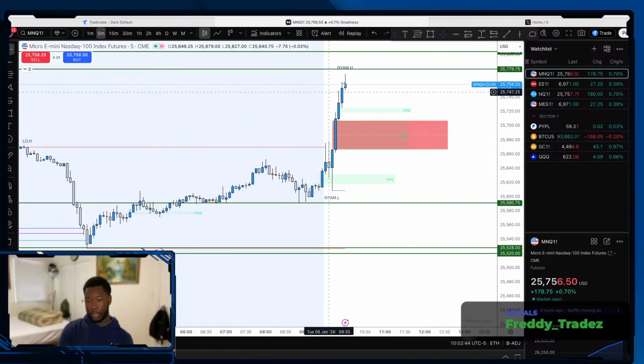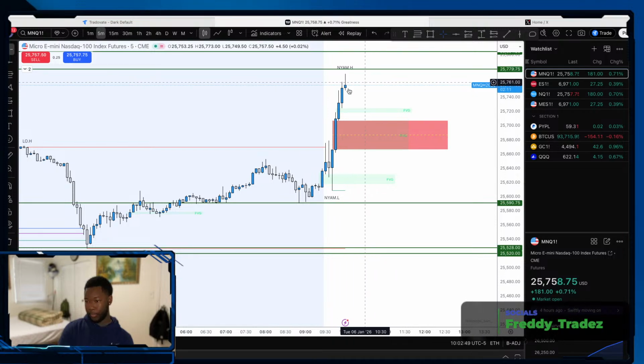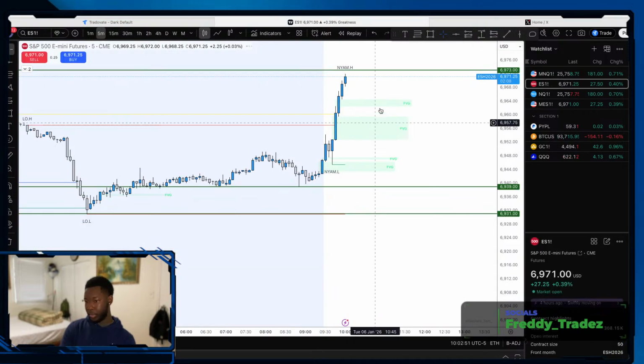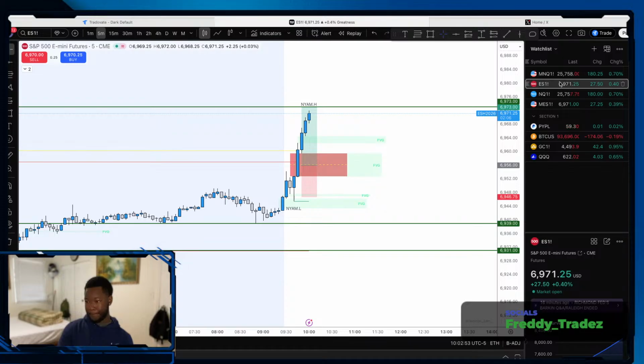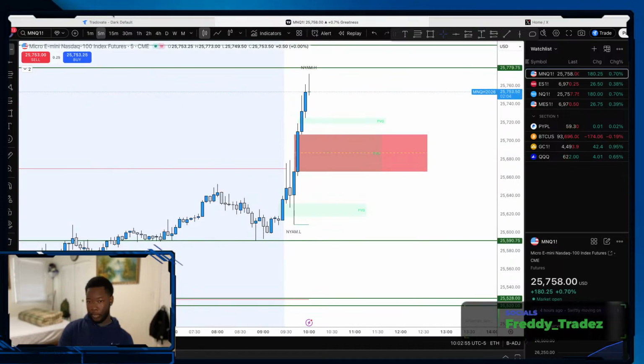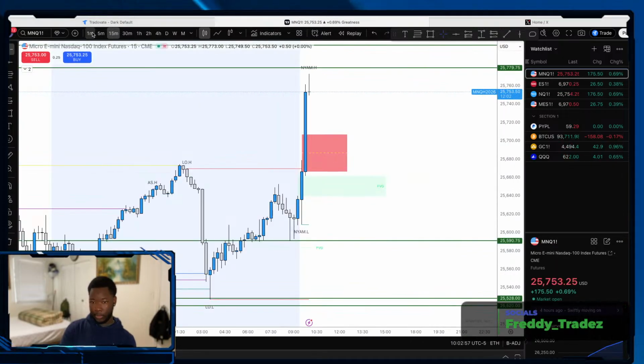What you don't want to do is try to take a short thinking that you found the top or whatnot. That's what you don't want to do in this price action, because we are obviously very strong bullish.